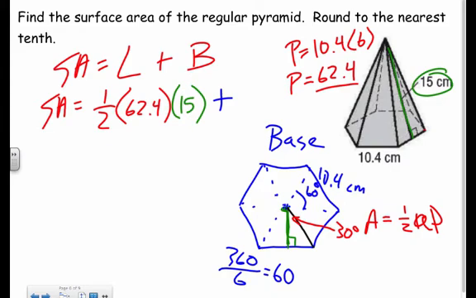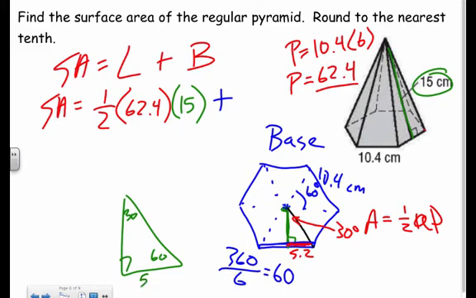Well, and I know this whole side is 10.4. Right, this whole side is 10.4, so that means half of that, this piece right here, has to be 5.2. And we have a 30, 60, 90 here. So the 30 side is 5.2. Let's think about our 30, 60, 90.